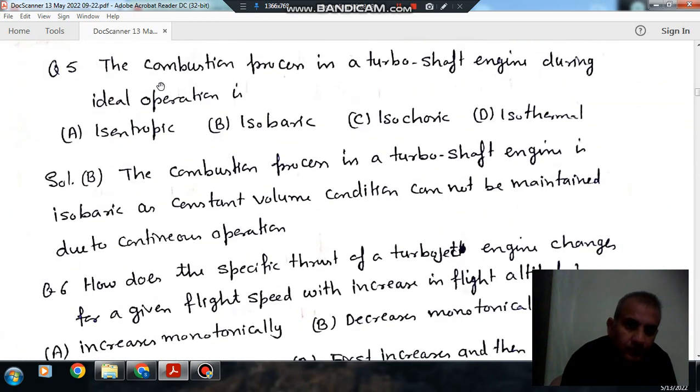Next, the combustion process in a turboshaft engine during idle operation is: option A, isentropic; option B, isobaric; option C, isochoric; option D, isothermal.